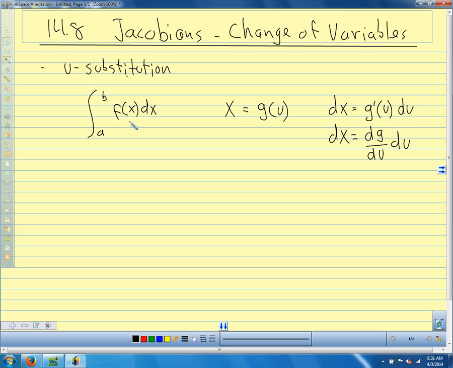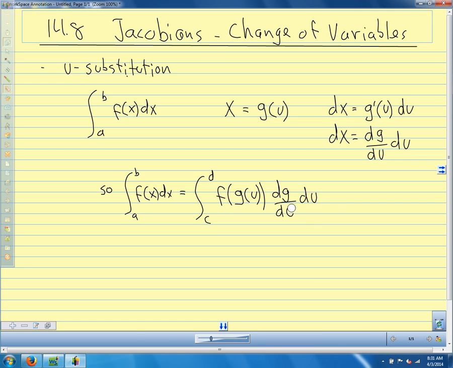So when I substitute this back into the integral, this is just a more technical way of talking about U substitution. We said that our integral of f of x dx from a to b becomes the integral from, I'm going to say, c to d of f of g of u, and then our dx is dg du. And our limits come from changing our limits from being in terms of x to being in terms of u. So this is a more formal way of talking about U substitution.